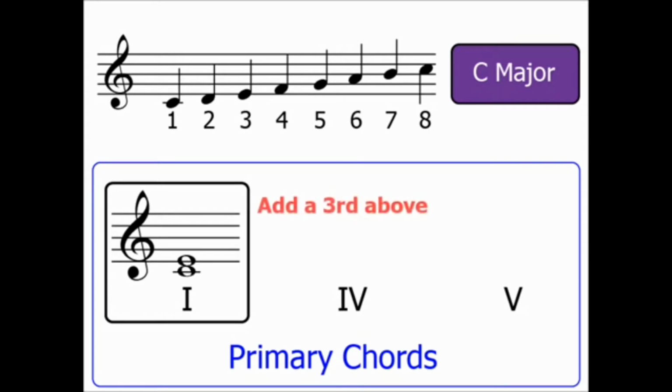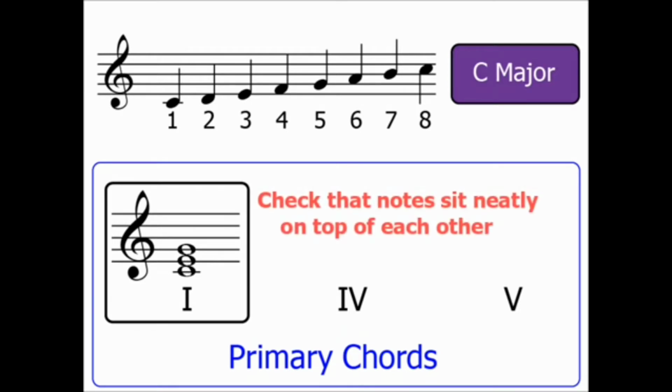Next, we add another third immediately above the E. Again, if you're not sure what a third is, then just add a note immediately above, ensuring that it has a line through it when the note below has a line through it. So, a third above the E is G. And that's it, chord 1 completed. Just be aware that it is worth checking that the notes sit neatly on top of each other.